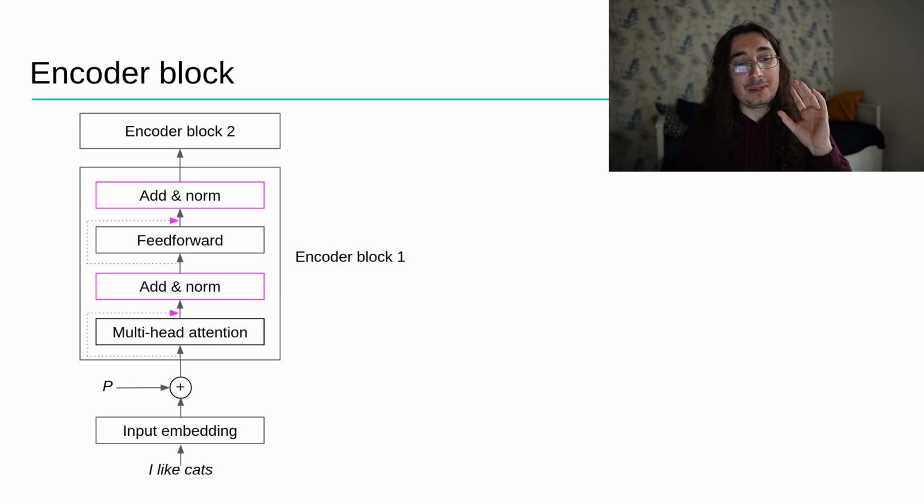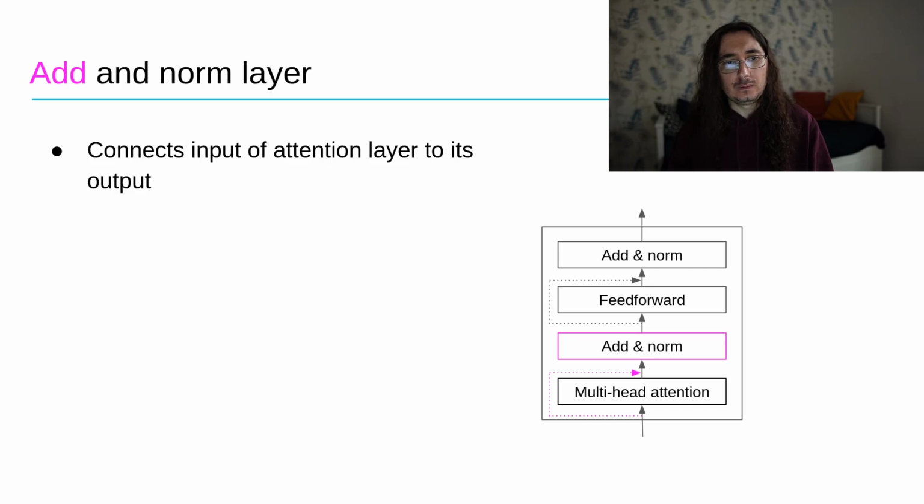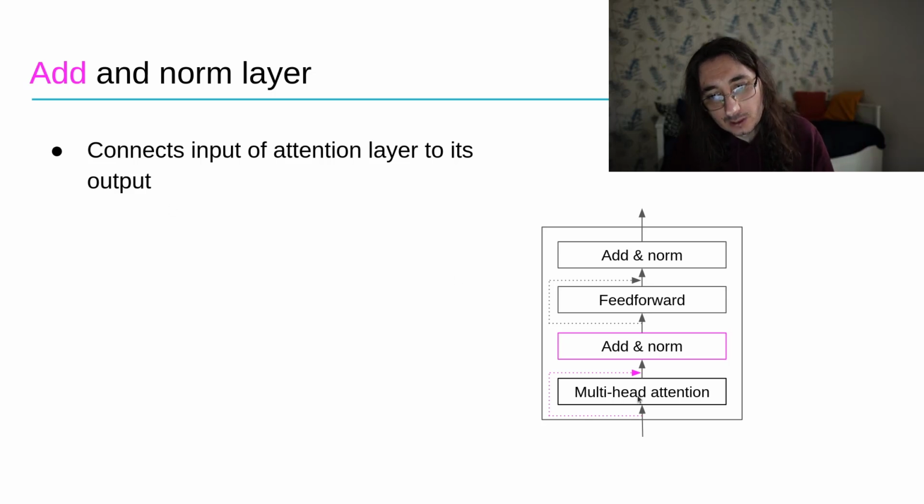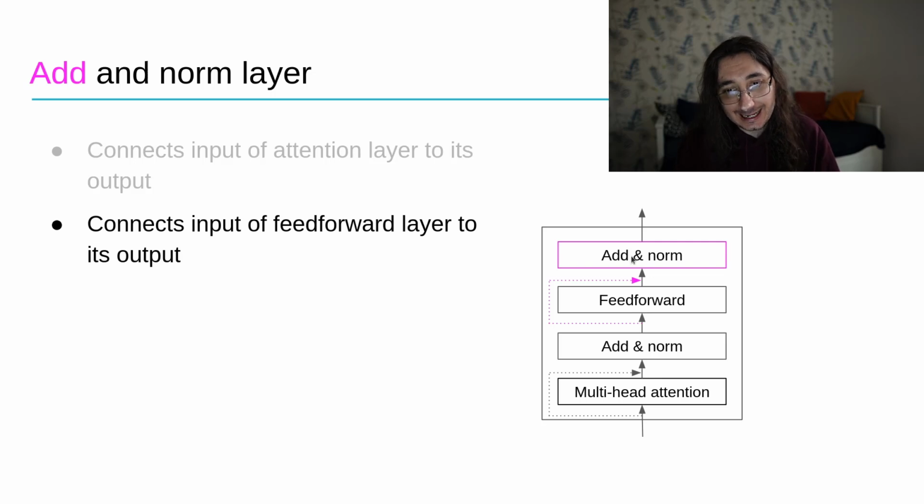Okay, now it remains only the final subcomponent to analyze, and that's the add and norm component. So let's analyze add first. Norm is associated to that, but let's focus on add first. So we have this first add and norm layer that connects the input of the attention layer to its output like this, and then we have a second add and norm layer after the feedforward sublayer, and this one connects the input of the feedforward layer to the output of the feedforward layer.